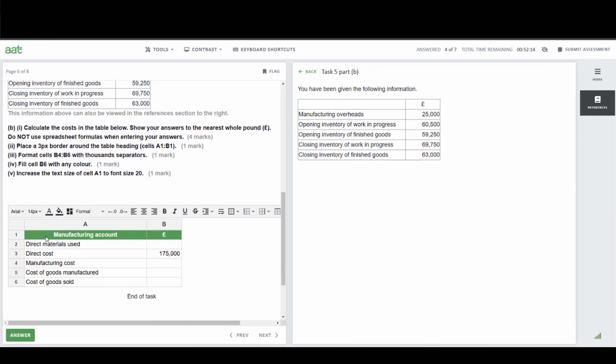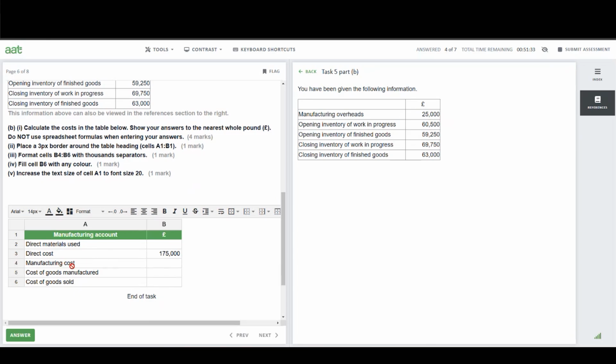So we can see in our spreadsheet, we have our manufacturing account. It starts off with the direct materials used. Well, we've partially calculated that earlier on. It's got the total direct cost, and then we need to work out manufacturing cost, cost of goods manufactured, and cost of goods sold. Okay, so although I've just said opening the references section will avoid having to do scrolling, actually because we've already calculated direct materials used in part A, we need to go back up there and have a look at what those direct materials are.